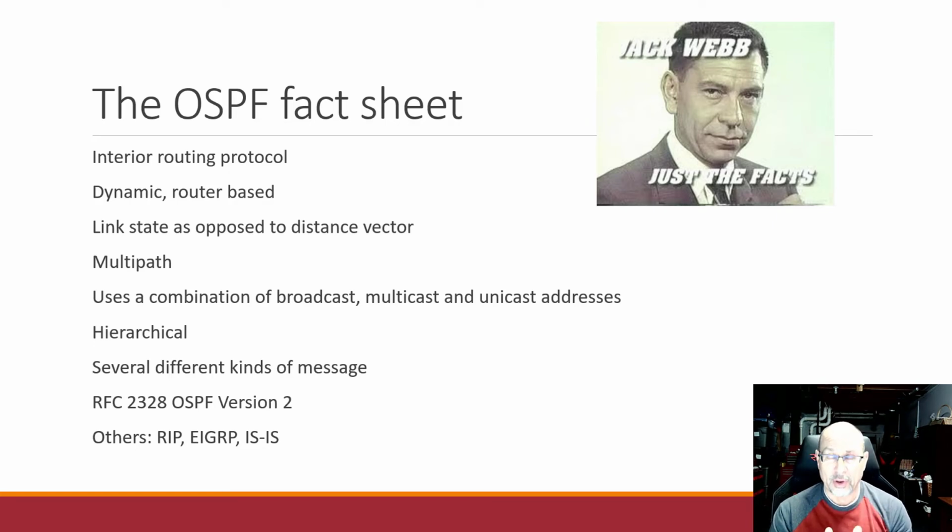The most common OSPF version that we talk about is OSPF version 2, and all of that can be found in RFC 2328. There are lots of other interior routing protocols, although today, probably the most common that you're going to run into are EIGRP and OSPF, with a smattering of IS-IS out there.